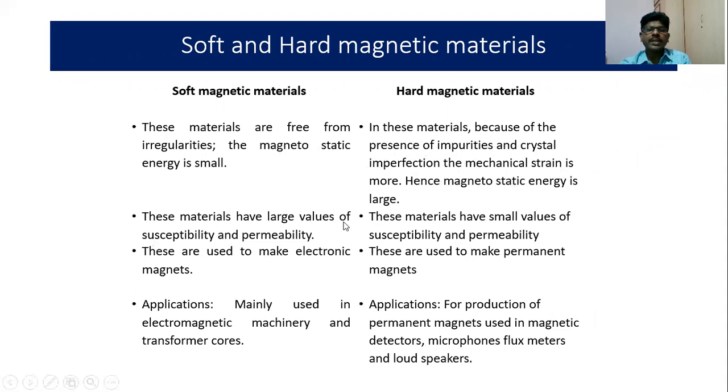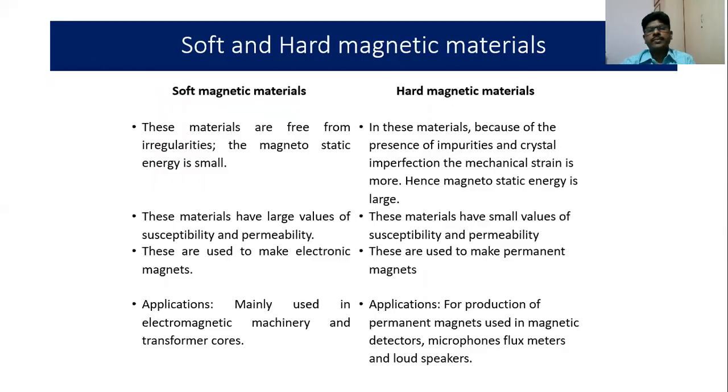Soft materials have large values of susceptibility and permeability, whereas hard materials have small values of susceptibility and permeability. Soft materials are used to make electromagnets, whereas hard materials are used to make permanent magnets. So soft ones are usually electromagnets, and these are permanent magnets, hard magnets. Applications of soft magnetic materials are mainly in electromagnetic machinery and transformer cores, whereas hard magnetic materials are used for the production of permanent magnets used in magnetic detectors, microphones, flux meters, and loudspeakers.